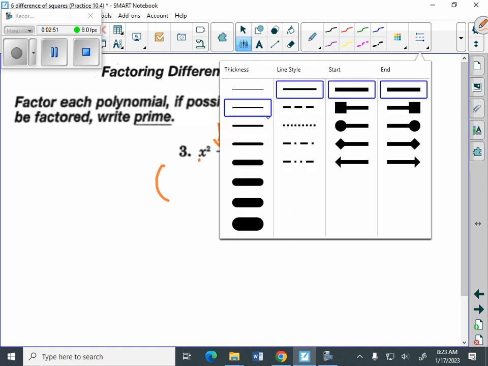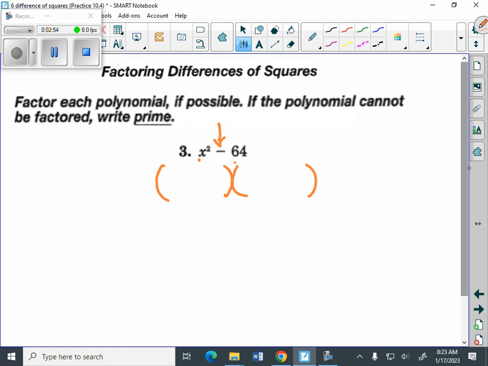And as we take a look at this here, what we're doing is we're taking the square root of x squared, which is x, and we're taking the square root of 64, which is 8. But oftentimes how I refer to it, even though that's what we're doing, is I say, well, what times itself equals x squared? Well, x times x is x squared. And it's the same thing with 64. What multiplied by itself equals 64? Well, 8 times 8 is 64.